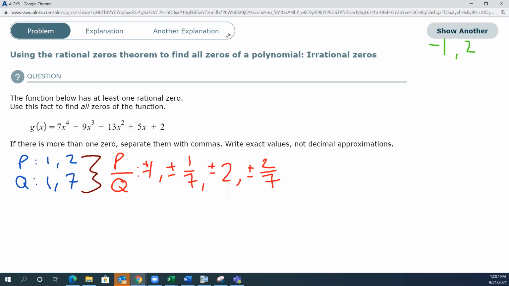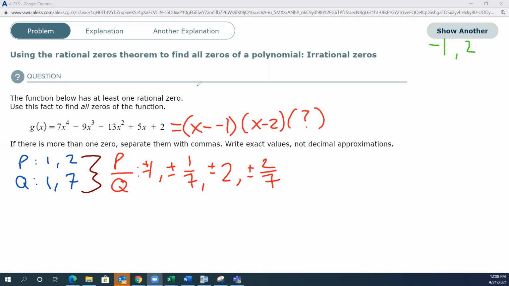All right, so let's go. I don't know, that color there, I guess. All right, because -1 and 2 are zeros of the function, set the function equal to 0, those pop out. That means that x minus -1 and x minus 2 are a couple of factors. Okay, those are 2 of the factors.